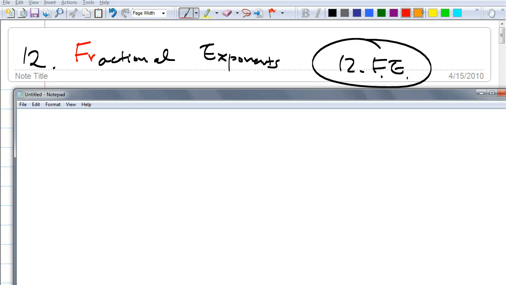So we're going to talk about something called fractional exponents today. We're going to talk about exponents where the exponents are some fractions.